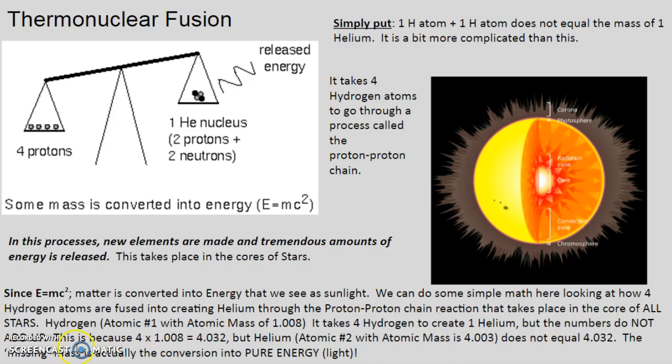But the numbers do not add up. This is because 4 times 1.008 equals 4.032. But helium, atom number 2, has an atomic mass of 4.003, and let's just say that doesn't equal 4.032. The missing mass is actually the conversion into pure energy that we see as sunlight.